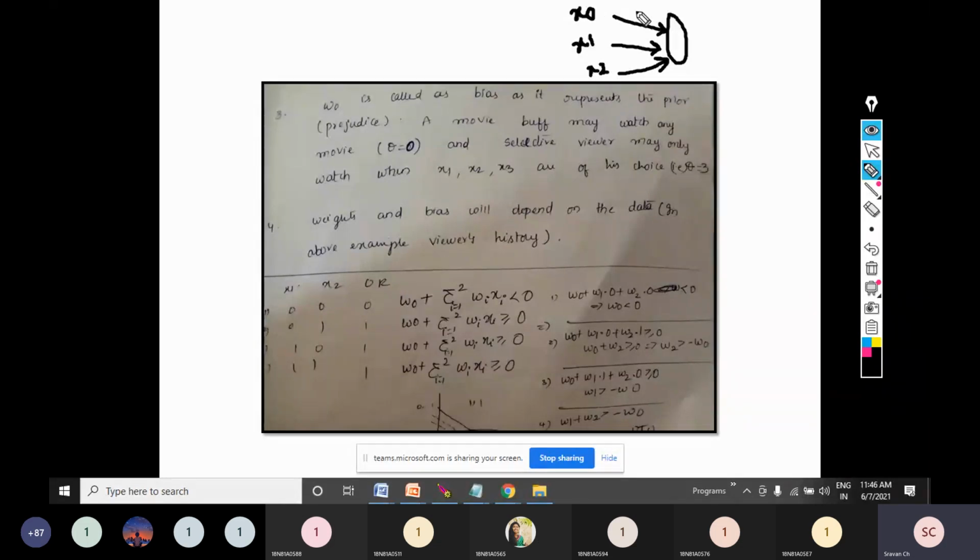Now what is the weight for x0? Minus theta, right? But what is the theta I need to calculate? I don't know as of now. x1 has weight w1, x2 has weight w2, and this is my output y.